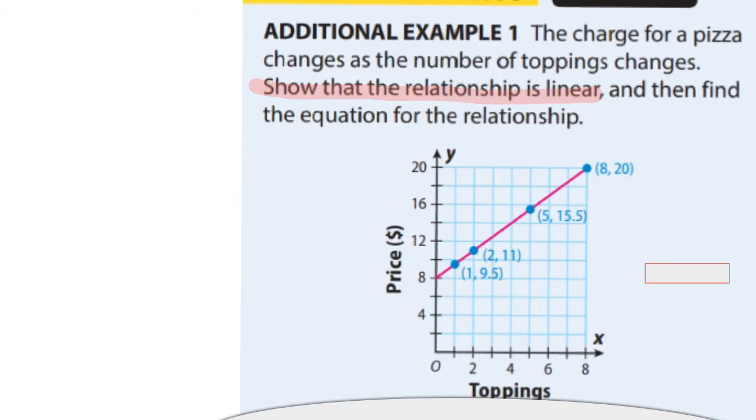So I'm going to say that to show its relationship is linear, that just requires you to observe that the points fall on the line. Okay, we took care of that part. And then find the equation for the relationship.